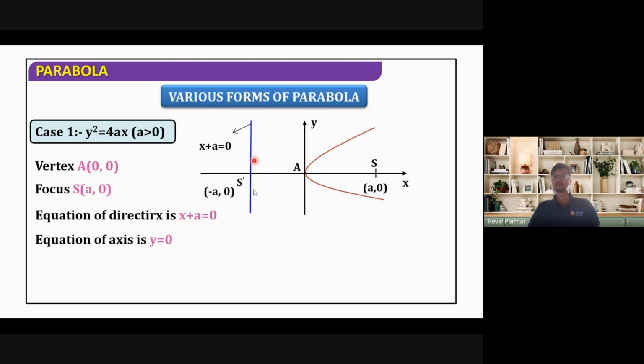So, if the equation of this line is x plus a equals to 0, then this point will be minus a, 0. I hope you got it. The equation of the straight line will be x plus a equals to 0 only when the point is minus a, 0. Equation of tangent at vertex: you can see this vertex, the tangent at the vertex is the y-axis, which is the equation x equal to 0. I hope it is clear till here. Hello guys, yes or no? Okay, thank you.